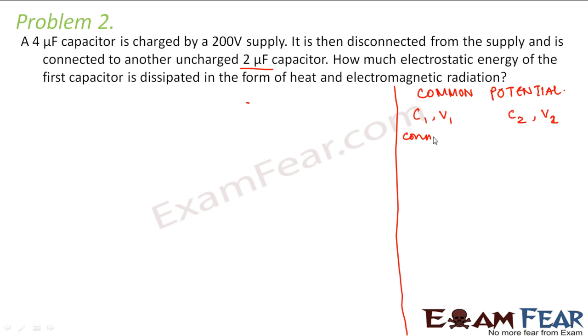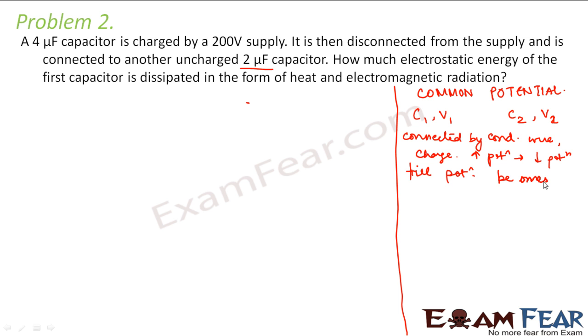So if they are connected by a conducting wire, charge flows from higher potential towards lower potential. It will not keep on flowing indefinitely. It will flow till the potential becomes equal, and this equal potential is known as common potential.